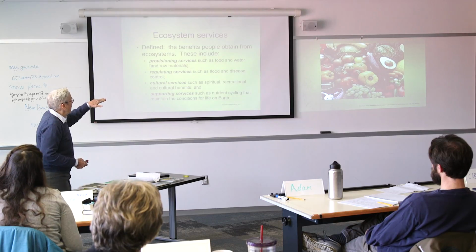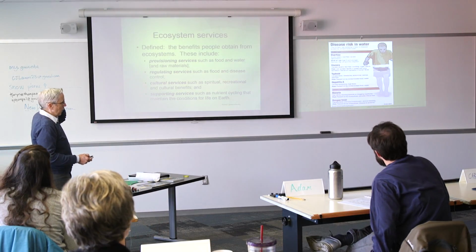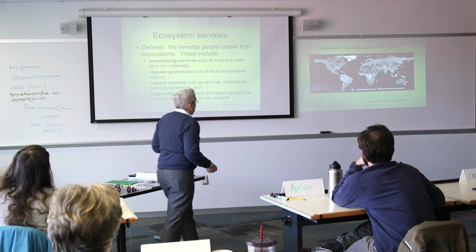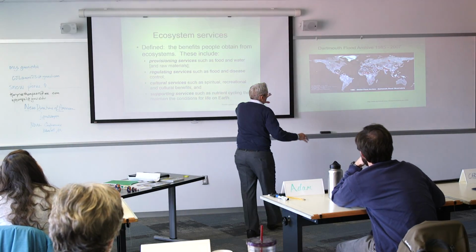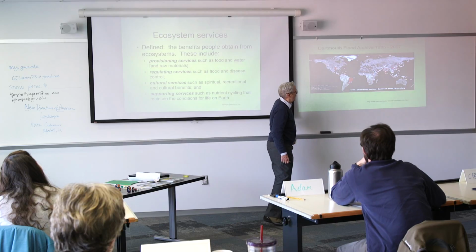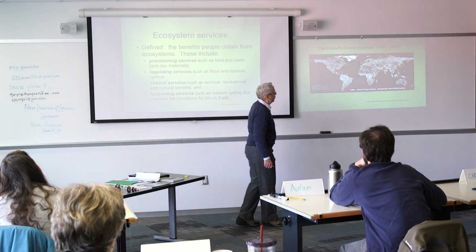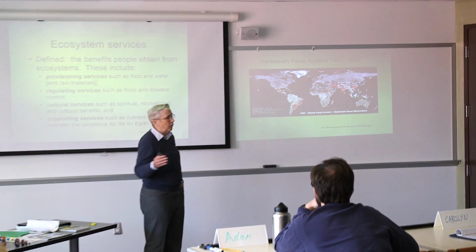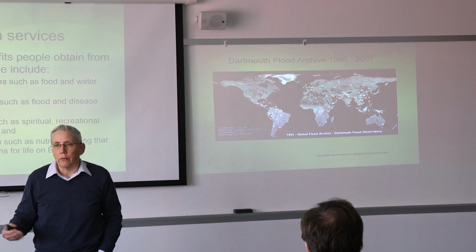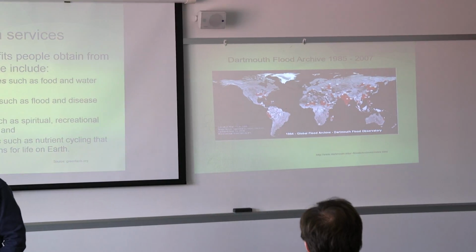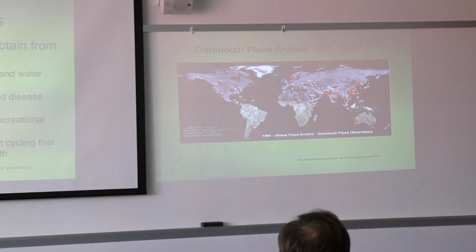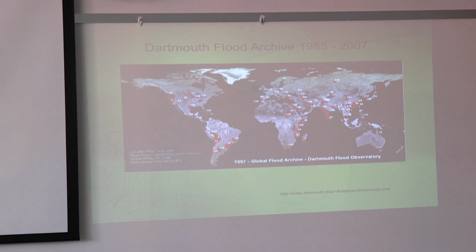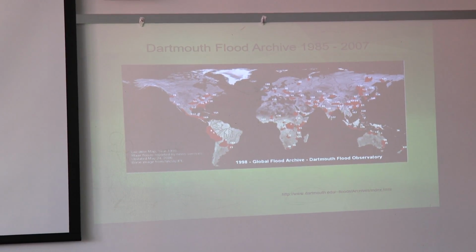So then regulating services, how does the ecosystem regulate for us? Watch this progress. You don't need to see the numbers or anything. The idea is how much red. These are global flooding events every year from 1985 to 2007. So just look at how much red is on the map. These are global flooding events every year.